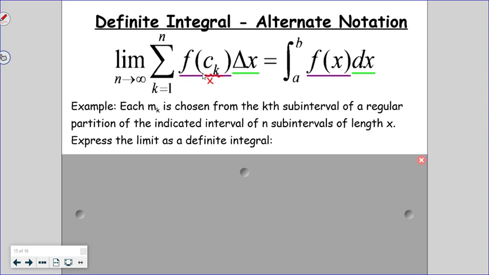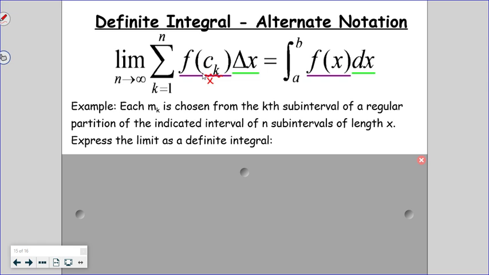This, if you were to go to your book, is the way that it explains or describes the situation, and look how confusing this is. Each m sub k is chosen from the kth subinterval of a regular partition of the indicated interval of n subintervals of length delta x. You guys all got that? Good? Yeah? Okay, moving on.